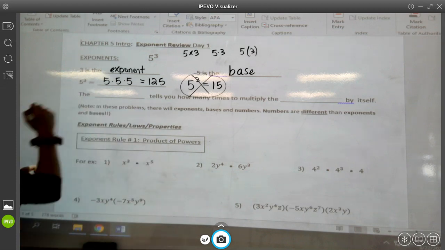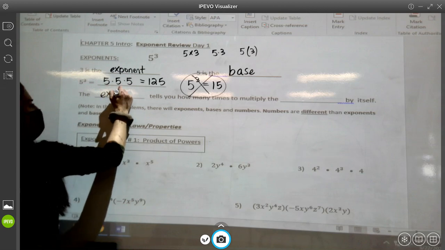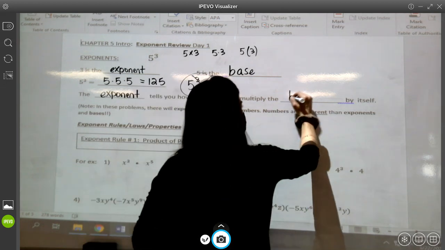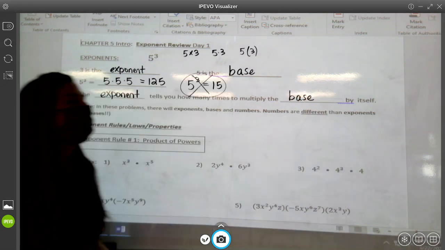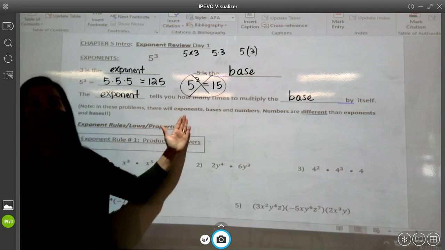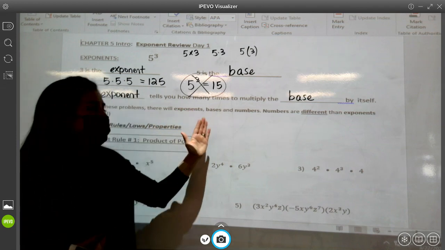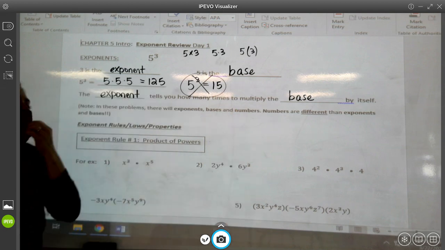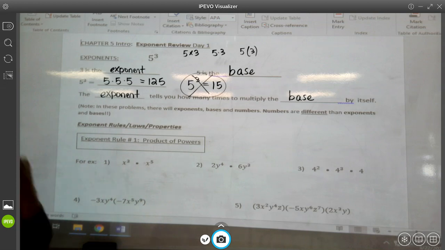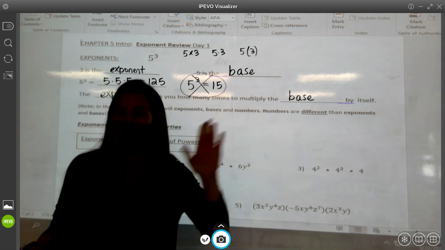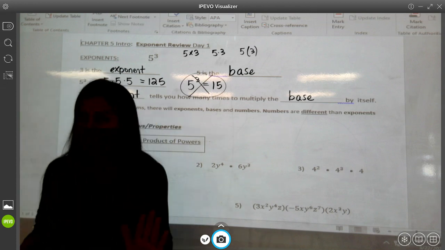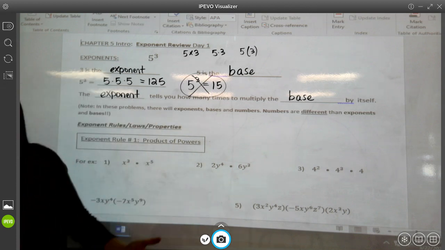All right, so the exponent tells you how many times to multiply the base by itself. That's how exponents work. So guys, in these problems, I just put a little note. There's going to be exponents, there's going to be bases, and there's going to be numbers. The numbers are different than the exponents and the bases. The problem itself tells you what to do with the numbers, but these rules tell you what to do with the exponents. And the base always stays the same.